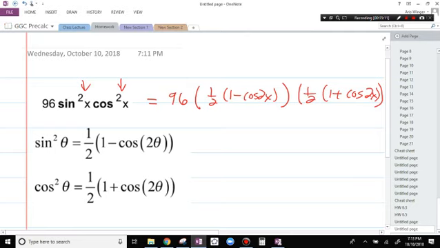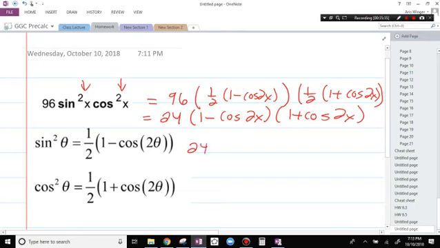And so when you multiply these two, you get 96. Well, first of all, 1/2 of a half is a fourth. A fourth of 96 is 24. All these numbers in front become that. 1 minus cosine 2x, 1 plus cosine 2x. When you multiply, it's 24 times 1 minus cosine squared 2x.